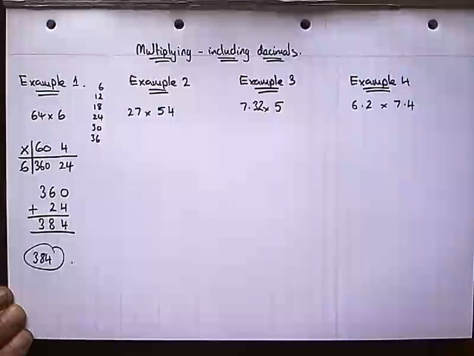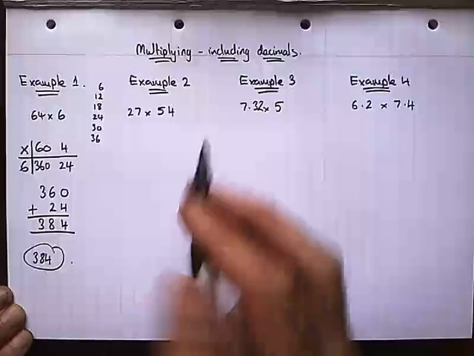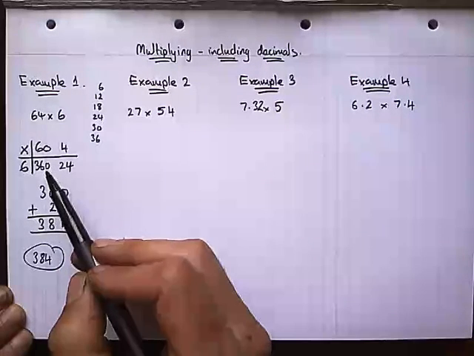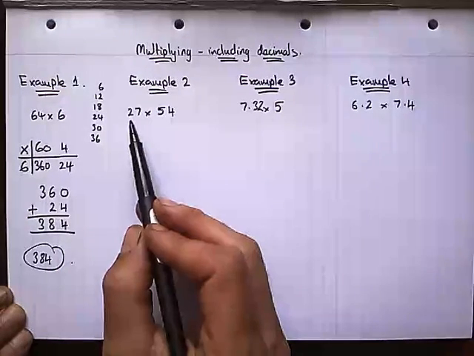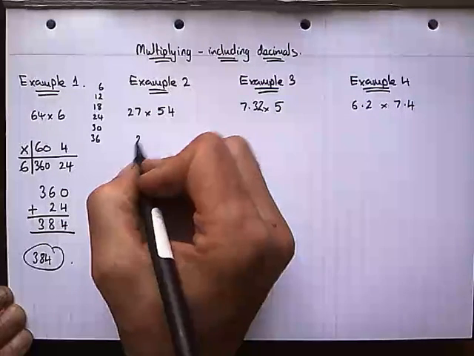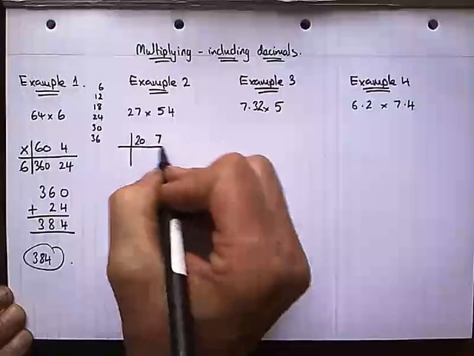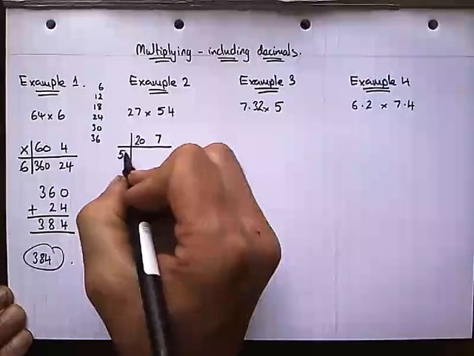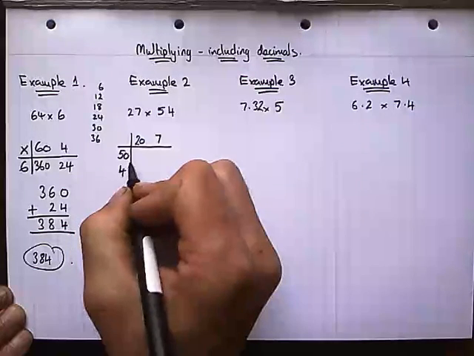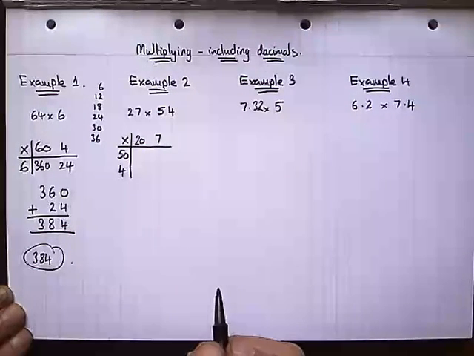Okay, let's have a look at a double digit number. 27 times 54. So again, I'm going to use the grid method and I'm going to break it up into 20 and 7, 50 and 4. Okay, so we've got 20 and 7 and we're timesing that by 50 and 4. Don't forget to put the times in there to remind us what we're doing. So again, we just do the multiplying.